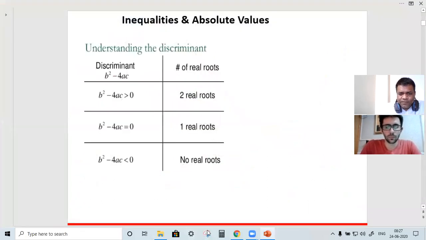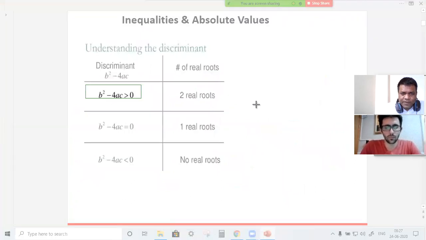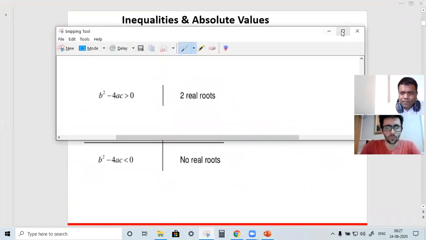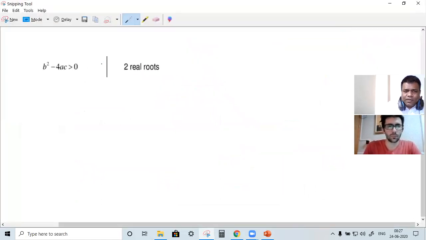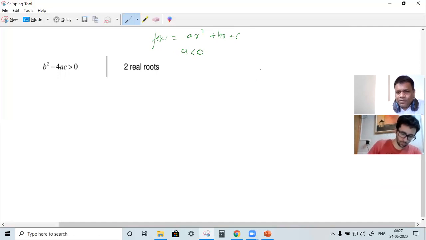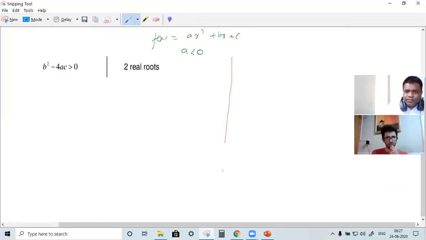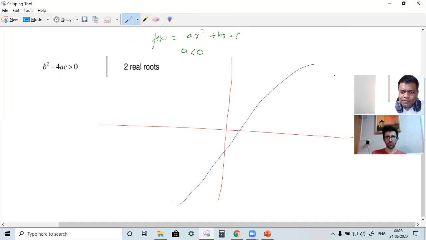Now the same thing if I take it in the reverse way. Let us say f of x is equal to ax square plus bx plus c. Here I take a as negative. When a is negative, the parabola opens down, not up. Then the parabola will be something like this. I don't know where it is passing, it could be like this.